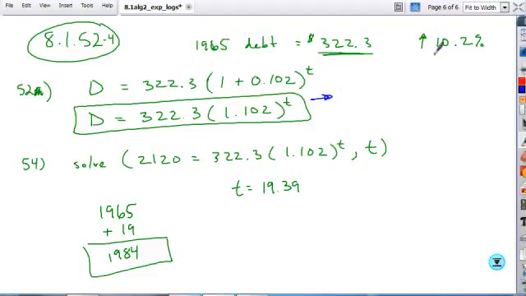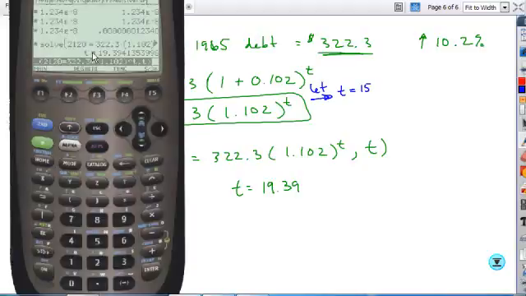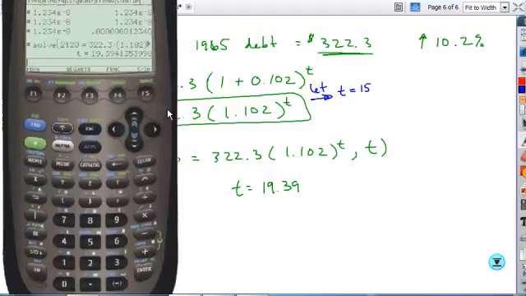So again, if I take my expression here, you don't have to use the solve feature. I know a lot of you will use solve for everything, but you can just type in your expression if you want. So you can type in 322.3 times the quantity 1.102 all to the power of 15, since 1980 represented a t value of 15. And you can just hit enter and you get your answer.